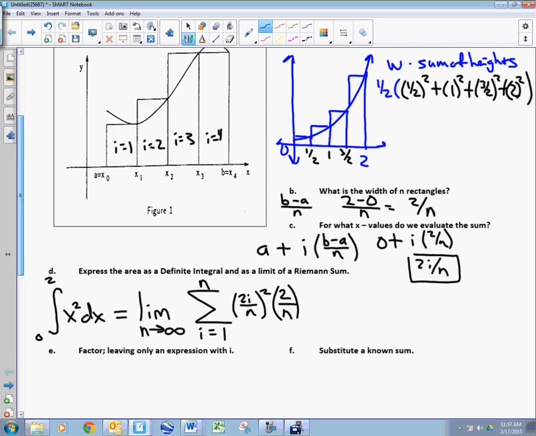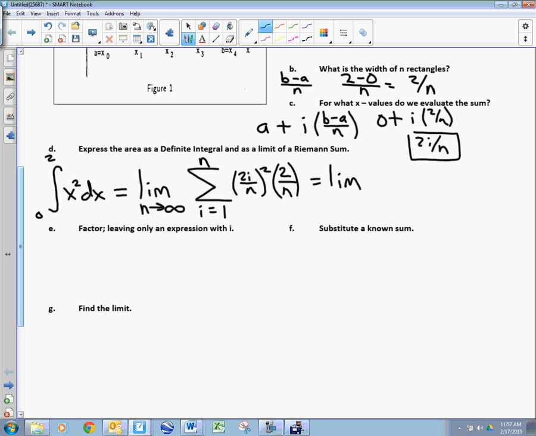Okay? So, all right. So this is equal to the limit as n goes to infinity of the sum from i equals 1 to n of 2i squared over n, 4i squared over n times 2 over n. Are we okay with what I wrote down there? Two squared is 4 times 2 is 8. Are we okay with that expression?